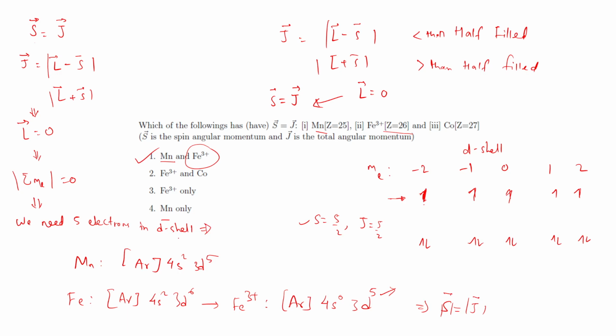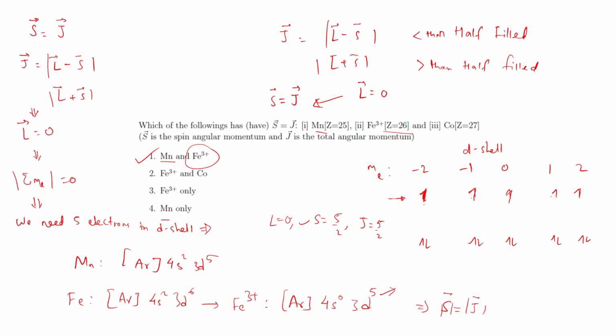So now, for this you check what is the S. L will be 0. S will be just 1, 2, 3, 4, 5, so it is 5 by 2. And J is nothing but L minus S or L plus S, so it is again 5 by 2. So that is how it is. Understood? Yes, sir. I got that point.